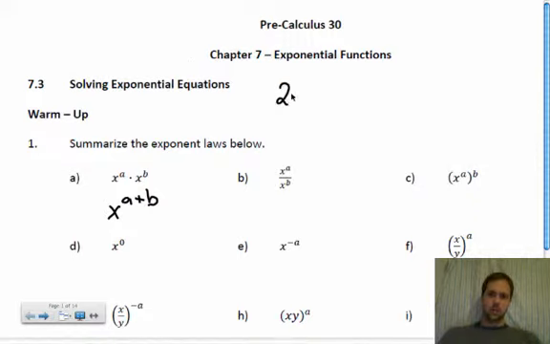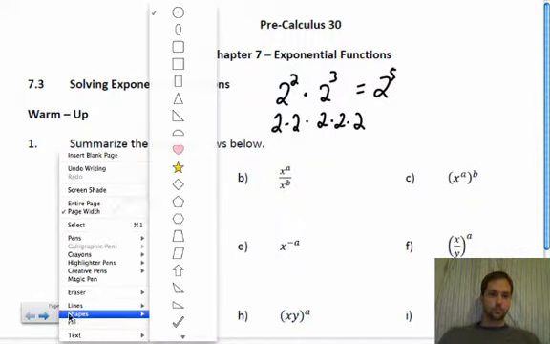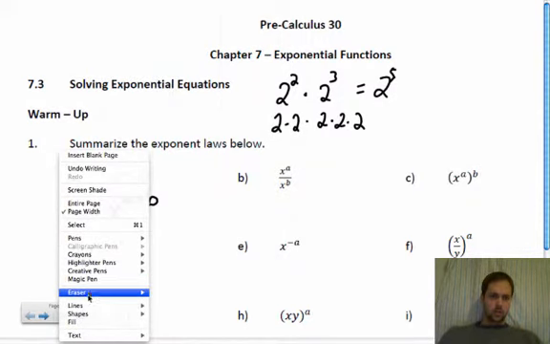Let's use 2 to the 2 times 2 to the 3. If we were to multiply this all out, 2 to the 2 would be 2 times 2, and 2 to the 3 would be 2 times 2 times 2. If we multiplied these all together, you notice that we only have 5 twos, so 2 to the power of 5, not 2 to the power of 6. So we're adding the exponents. All right, moving on.